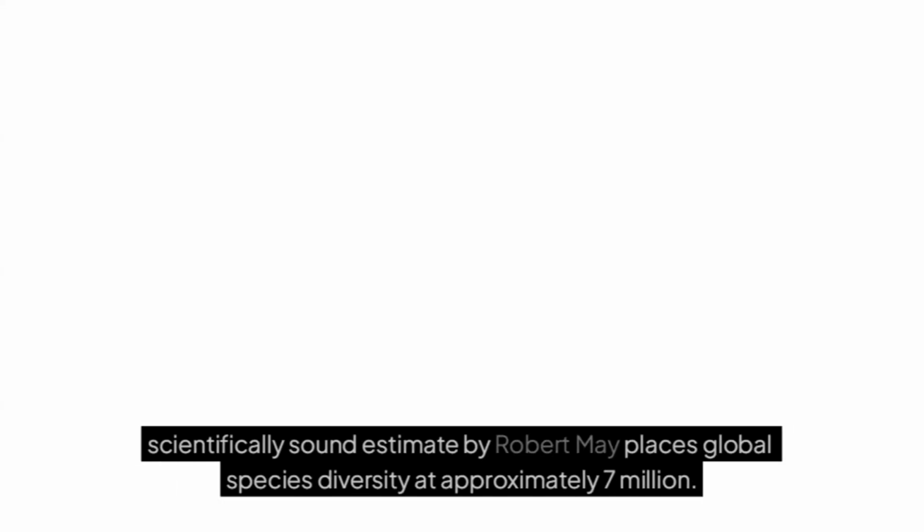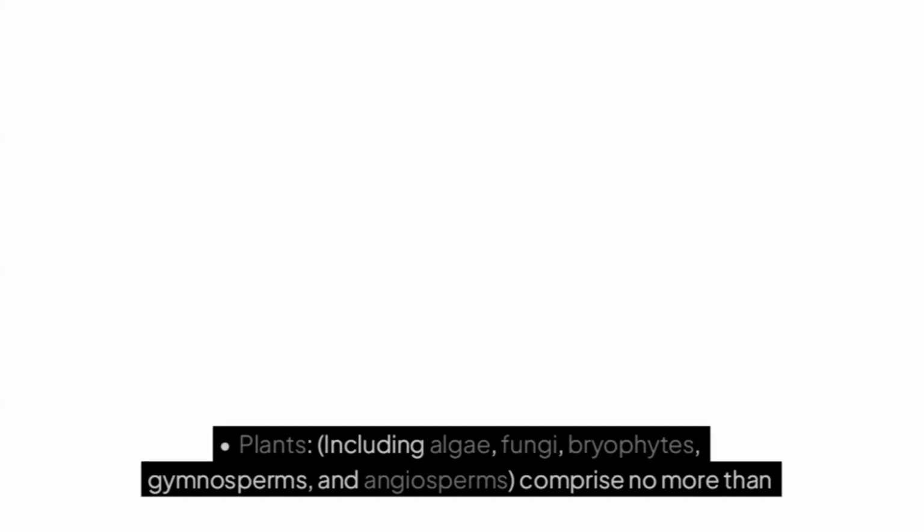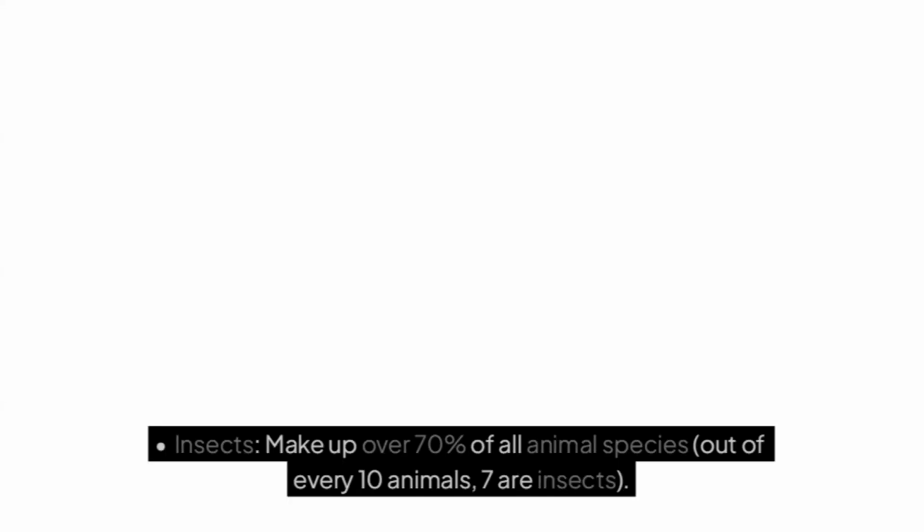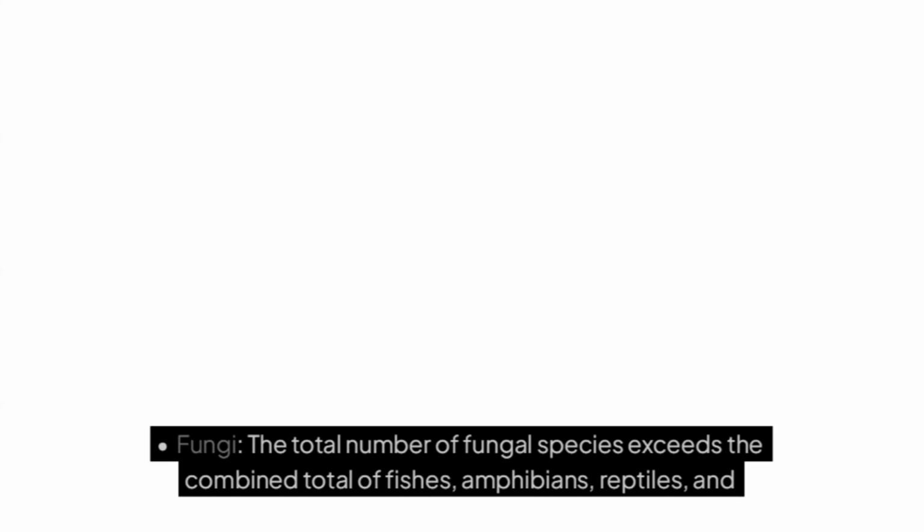Global proportions. Animals represent over 70% of all recorded species. Plants, including algae, fungi, bryophytes, gymnosperms, and angiosperms, comprise no more than 22%. Insects make up over 70% of all animal species. Out of every 10 animals, 7 are insects. Fungi. The total number of fungal species exceeds the combined total of fishes, amphibians, reptiles, and mammals.